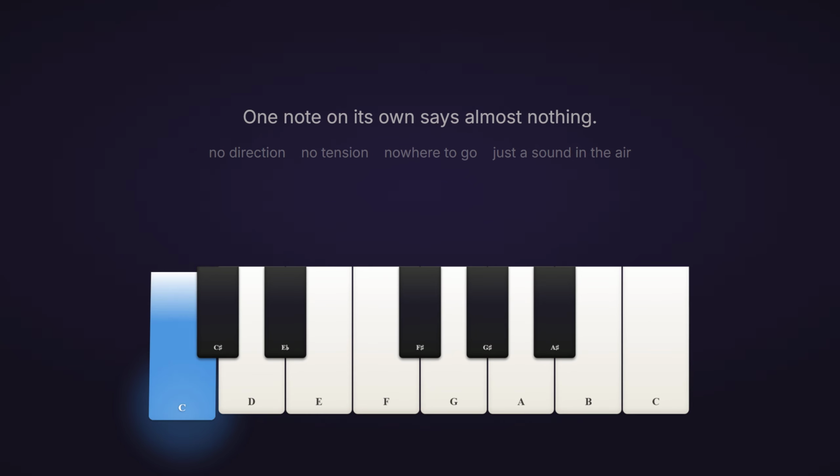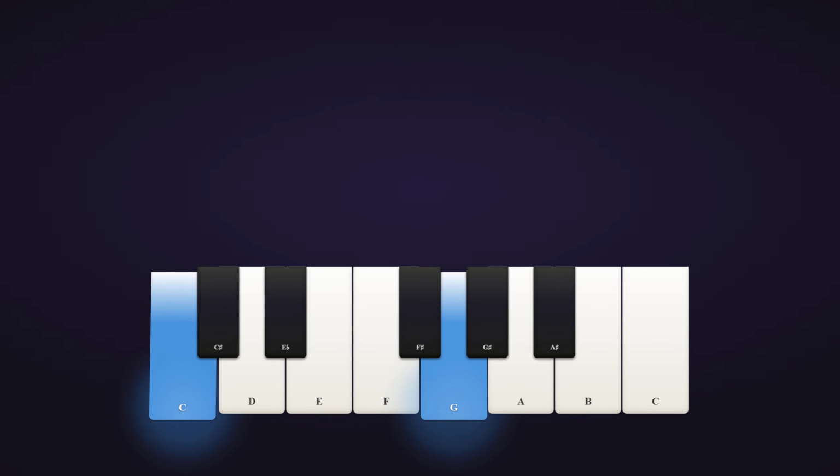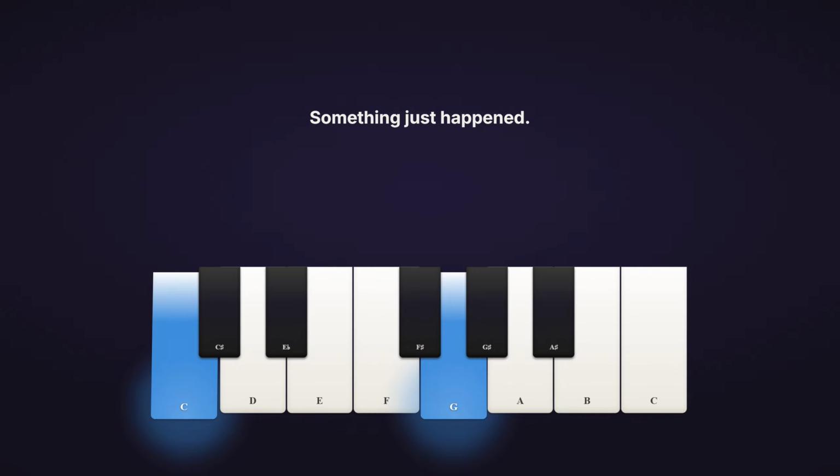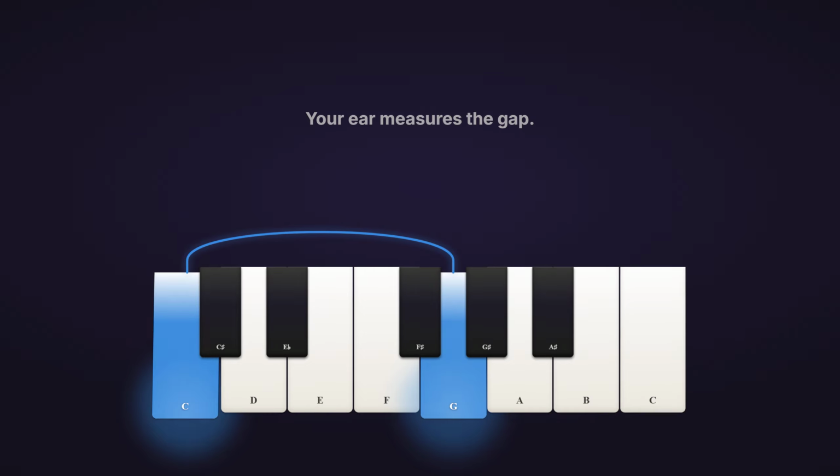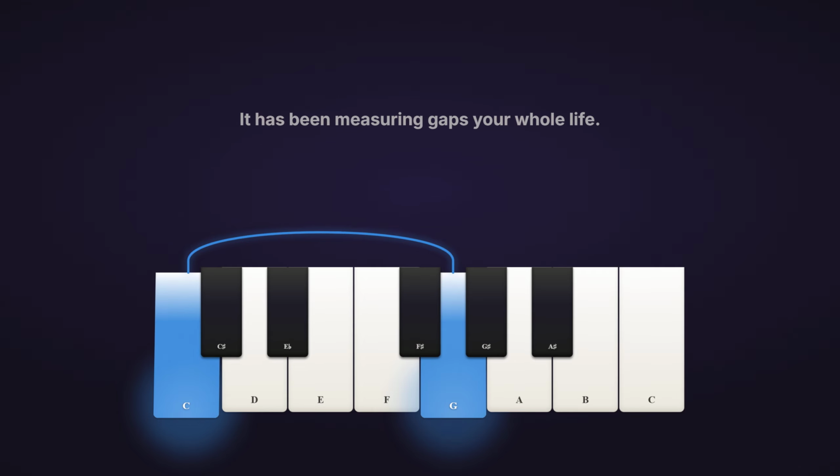Now, keeping that first note in your mind, press a second note alongside it. Something just happened. The moment those two pitches meet, your ear does something automatic and instant. It reaches out and measures the gap between them. You do not decide to do this, and you cannot switch it off. Your ear has been measuring these gaps your whole life, every time you have heard a song.